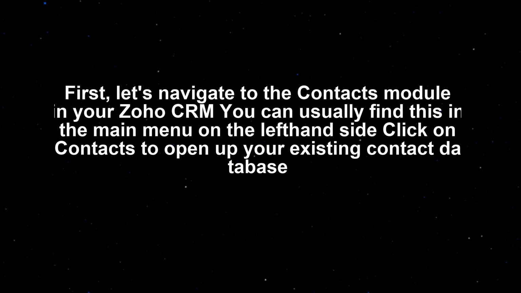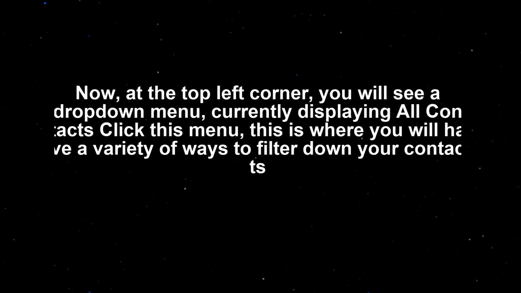First, let's navigate to the Contacts module in your Zoho CRM. You can usually find this in the main menu on the left-hand side. Click on Contacts to open up your existing contact database. Now, at the top left corner, you will see a drop-down menu, currently displaying all contacts. Click this menu. This is where you will have a variety of ways to filter down your contacts.